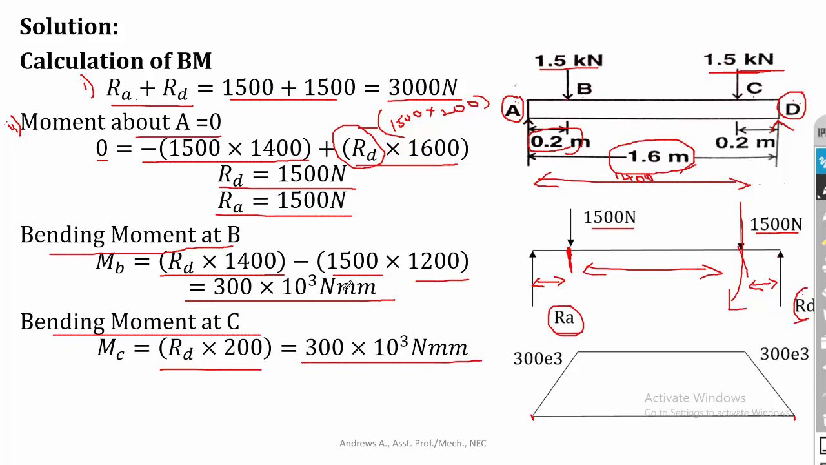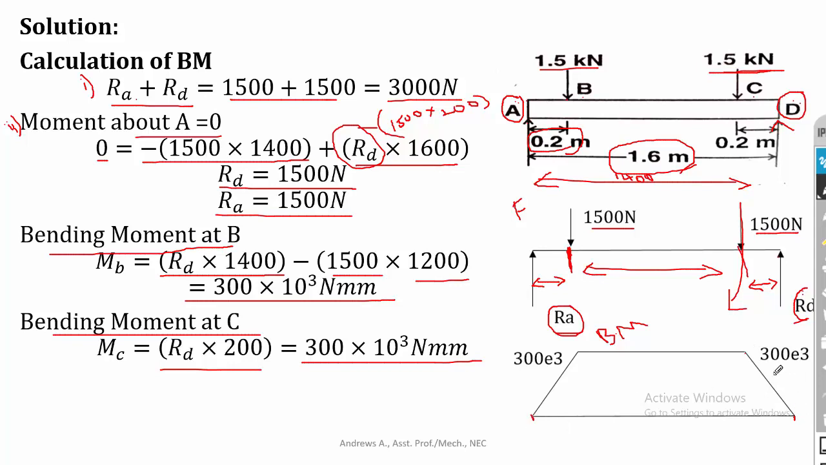Okay. So for every problem, you have to draw the force diagram as well as the bending moment diagram. This is very, very important. For every problem, these two diagrams carry some marks. And both the diagrams should be there in a single page. So the bending moment at point A is 0 and at point D is 0.